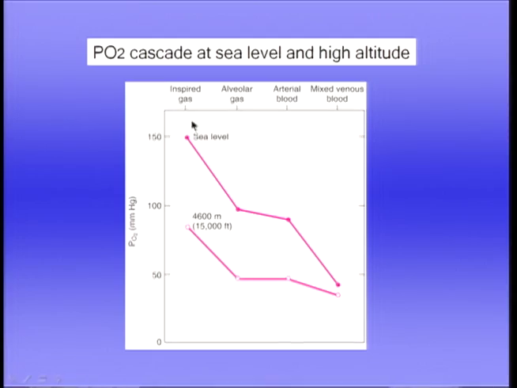Let's just look at what happens to the PO2 of the oxygen cascade from the inspired gas to the mixed venous blood. Here it's drawn for sea level. Here it's drawn for these people who are living at 4,600 meters. And the take-home message is that because of the increase in ventilation and the increase in red cell concentration, the PO2 differences in the mixed venous blood are relatively small.